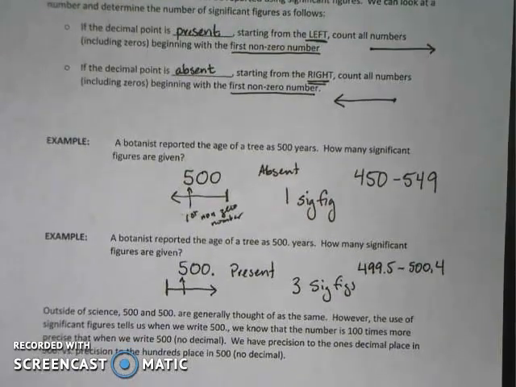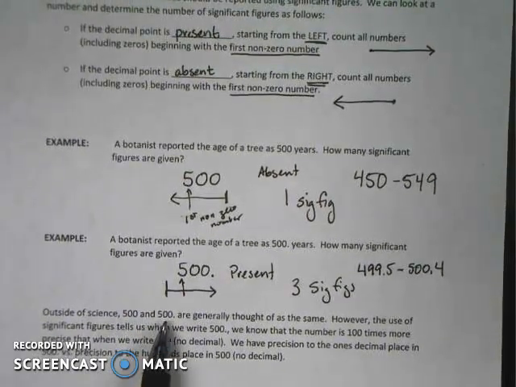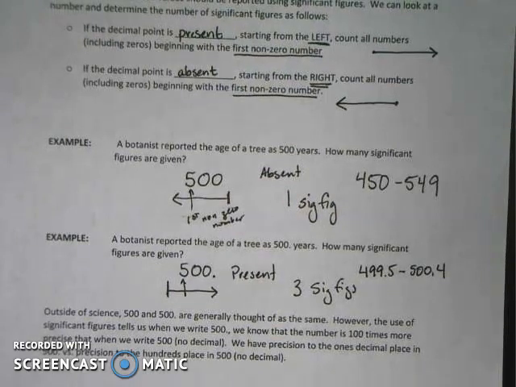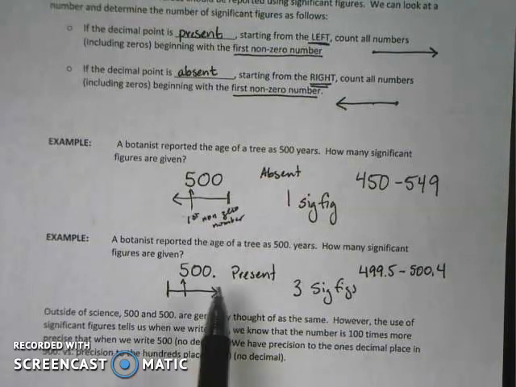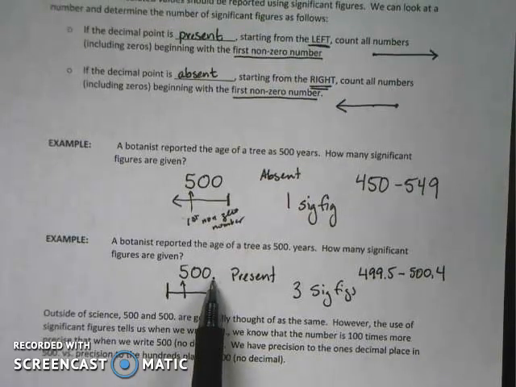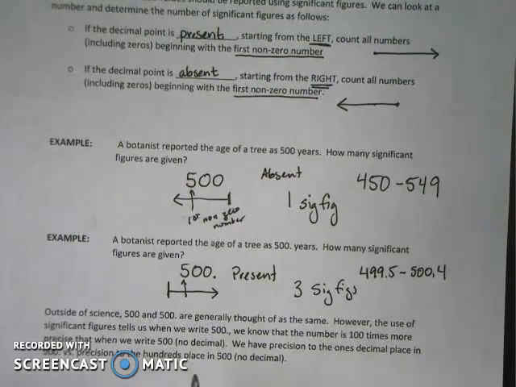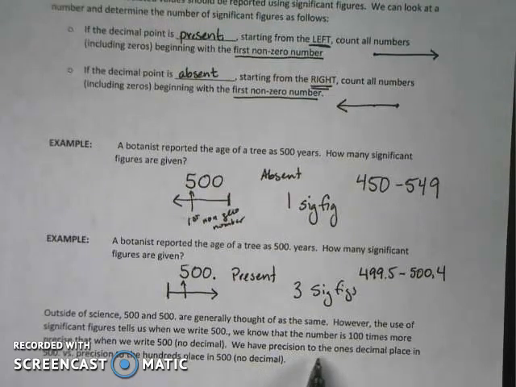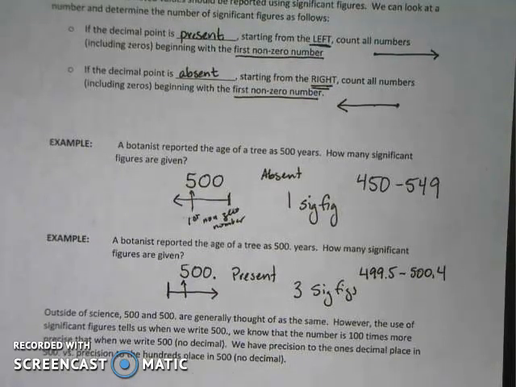Now, outside of science class, 500 and 500 point are basically the same thing. But when we write 500 point, that number is 100 times more precise than when we write 500 with no decimal, because our groups of measurements are going to be better clustered together. So we have precision to the ones place in 500 point versus precision to the hundreds place in 500 with no decimal.